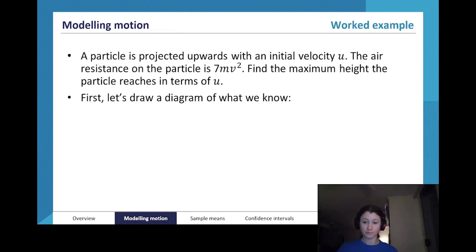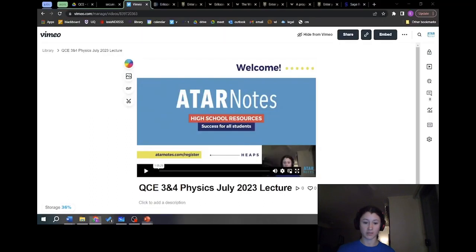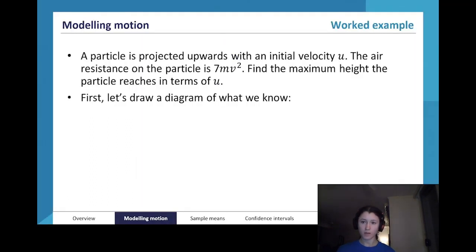Alright, here we have a question here. So we have a particle being projected upwards with an initial velocity of u.